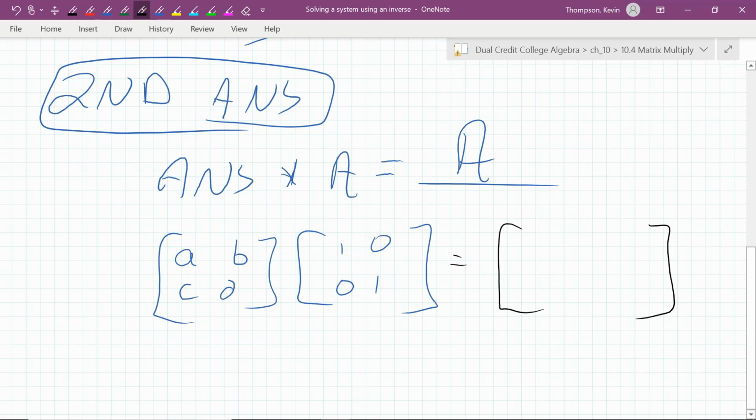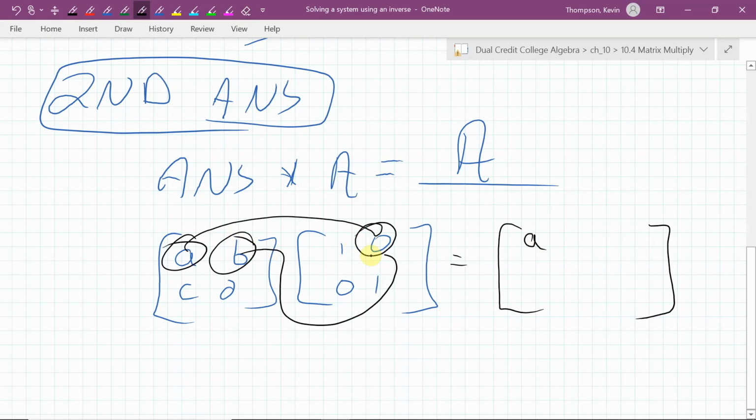You can do it. A times 1 plus... so what's the answer? A times 1, or just A. What about this one? This one's got to be 0. 0 plus something, though, right? It's going to be A times 0 plus... so what is it?